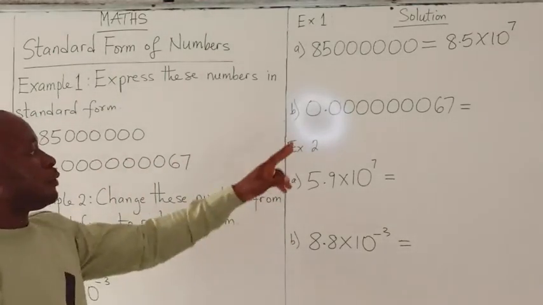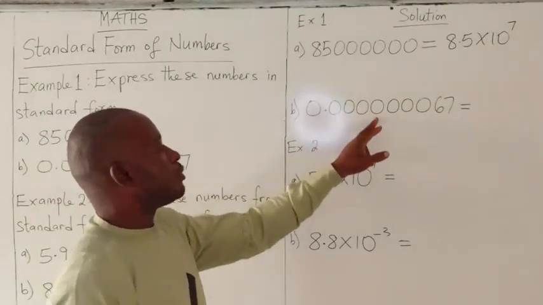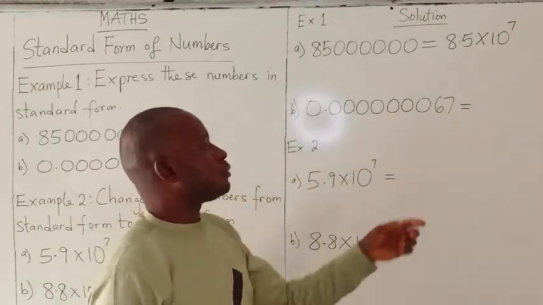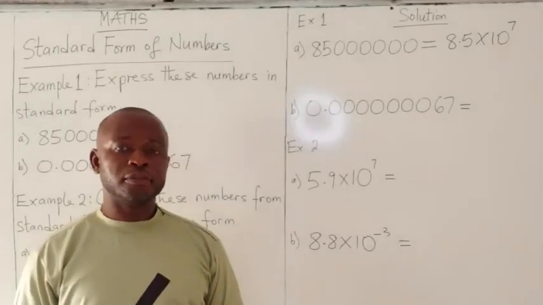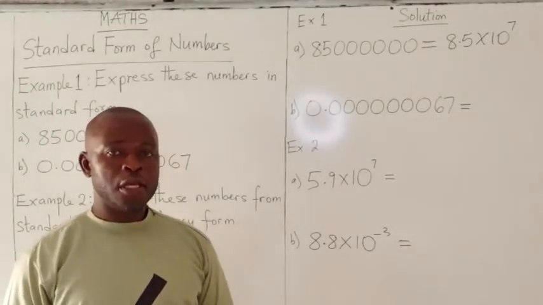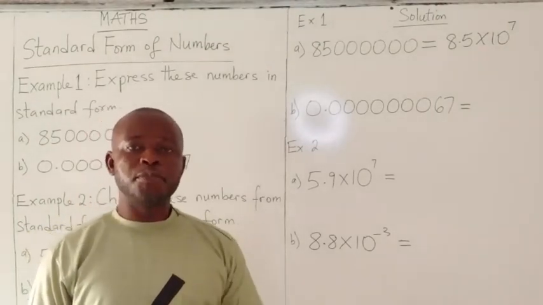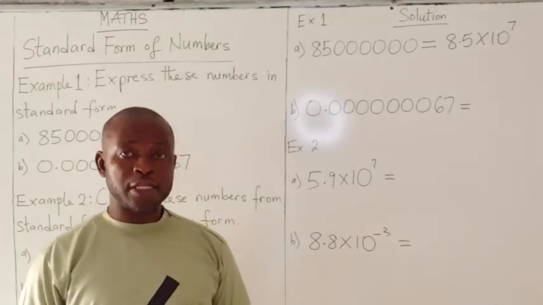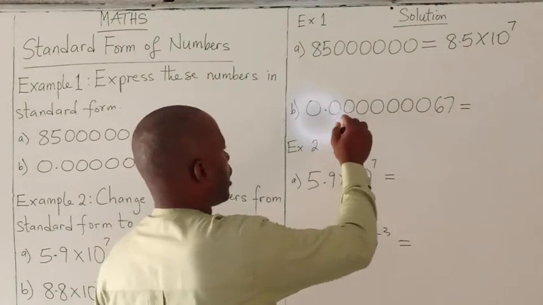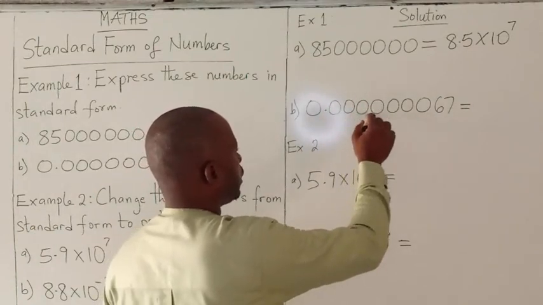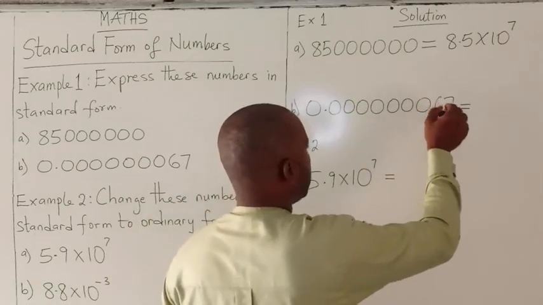Let's look at problem B. We have 0.00000067. Is this number less than 1 or bigger than 1? It is less than 1. It means the index of the 10 must be a negative index. Do you understand? Now let's count how many times we're going to move. Count. 1, 2, 3, 4, 5, 6, 7, 8.